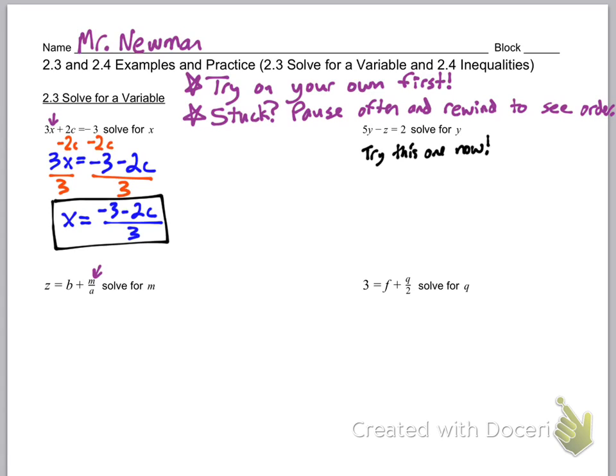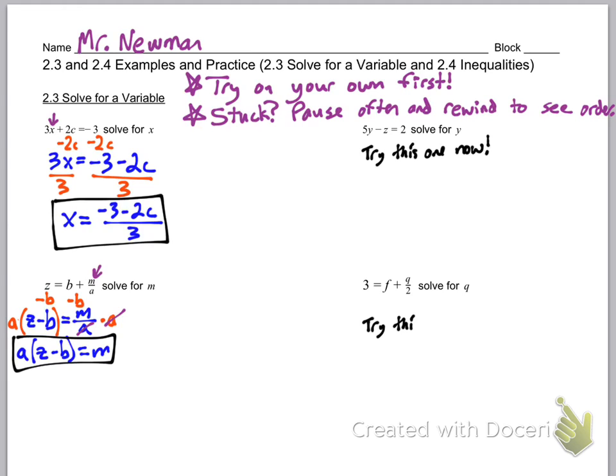All right, next one, we're going to solve for m, so I got an arrow there. Let's subtract first, because we have to do reverse GEMDAS, and we get z minus b equals m over a. Next, I multiply by a. Notice on the left there, I put parentheses around the side because I'm multiplying by the whole thing. And if we have different terms that are added or subtracted, we've got to multiply by all of that. You can distribute the a, but you don't have to. So that answer right there, a times parentheses z minus b, is perfectly fine. Try the one on your right now.